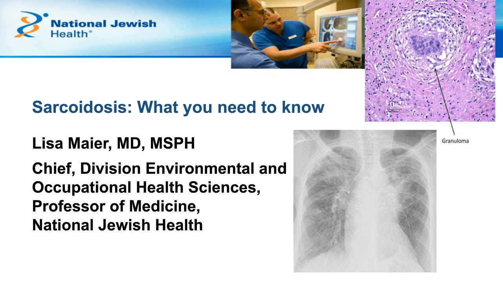Dr. Meyer is board certified in internal medicine, pulmonary medicine, and occupational and environmental medicine. She received her bachelor's of science degree from Cornell University and her doctor of medicine from Duke University School of Medicine in 1991. After completing a residency in internal medicine at Duke, Dr. Meyer completed a fellowship in pulmonary and critical care medicine, a residency in occupational and environmental medicine, and a master's of science in public health at the University of Colorado in Denver.